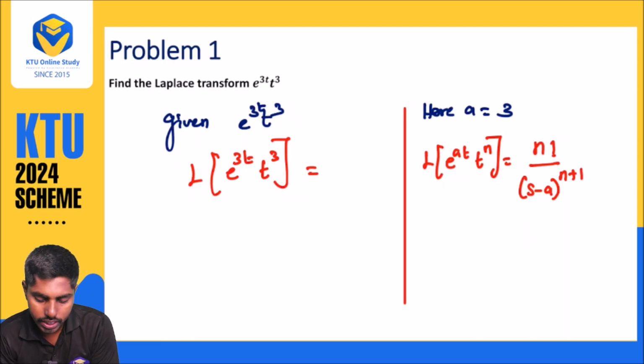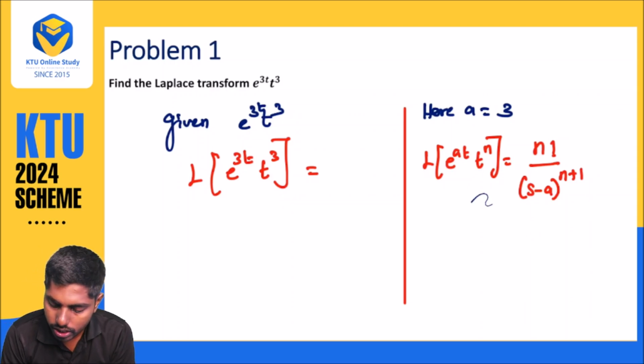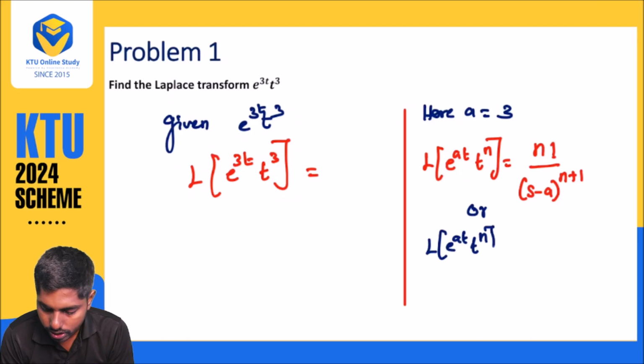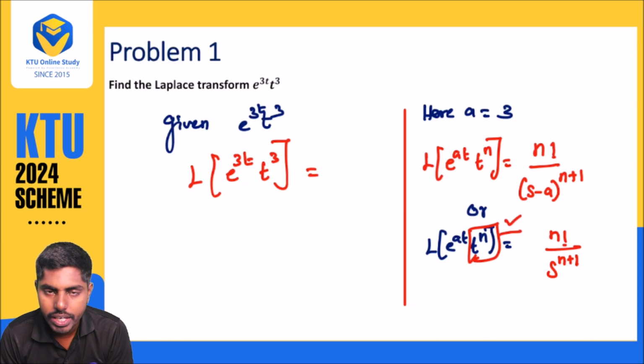Or, based on understanding, you can write it like this: in place of x, you write x minus a. That's the thing. Or make it very simple. What do you know? L of e power of at into t power of n. We know about t power of n. What is t power of n? It is n factorial divided by x power n plus 1. So first, t power of n is over. The next thing is, what is e power of at?